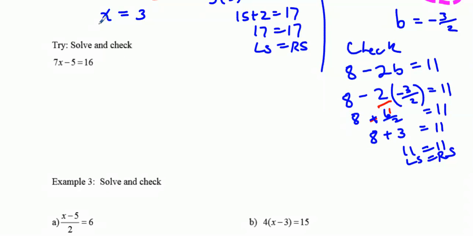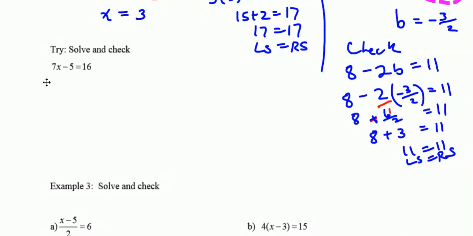Okay, so we're going to isolate the 7x first by adding 5 to both sides. That will remove the minus 5.